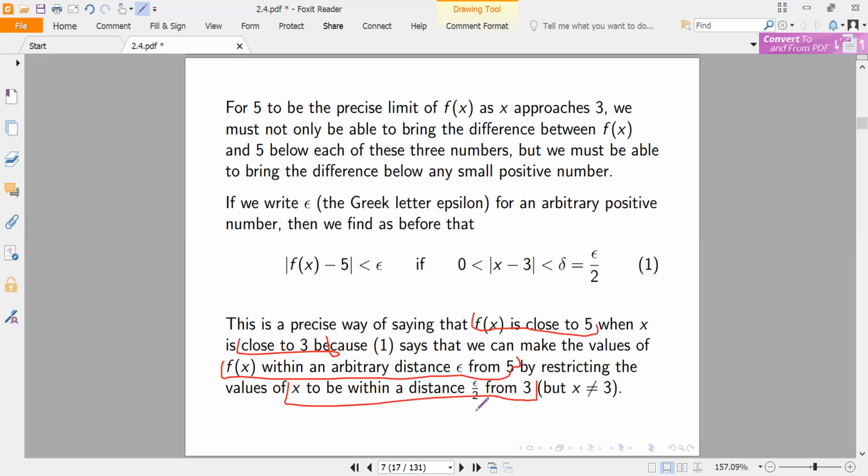It's not always the case that we're going to divide by 2, but from the example that we just did, x needs to be within a distance of epsilon over 2. Because remember, we've been saying that we want the distance to be within 0.1 or 0.001, just like that. So that's why in our previous case we needed this epsilon to be over 2 for 5 to be a limit of f of x.